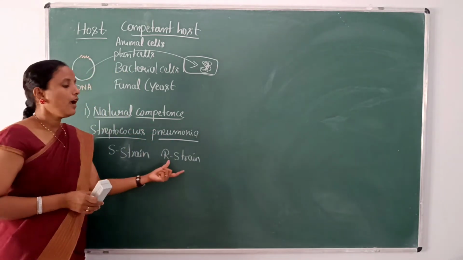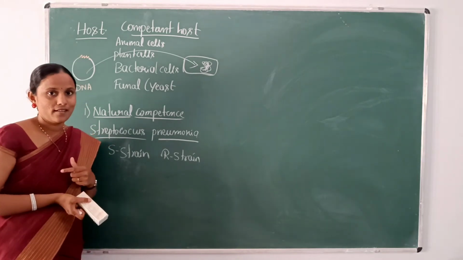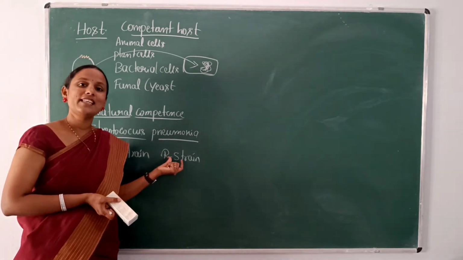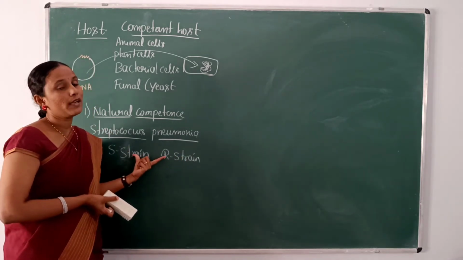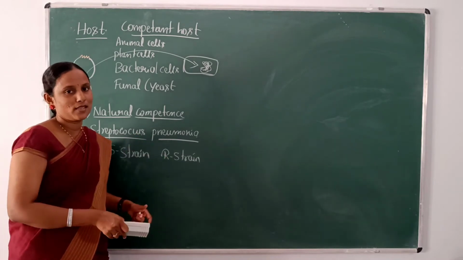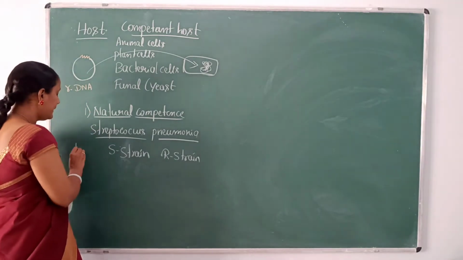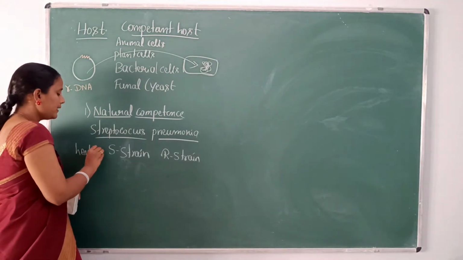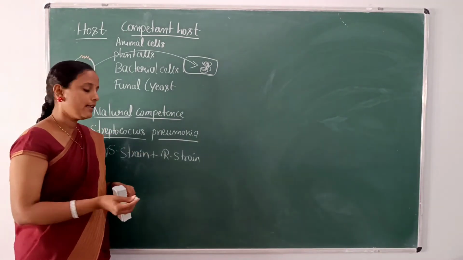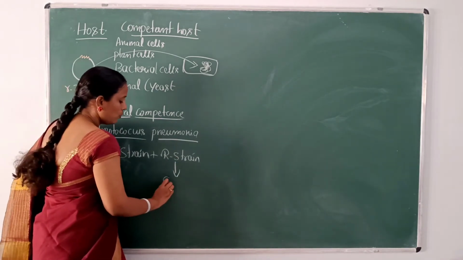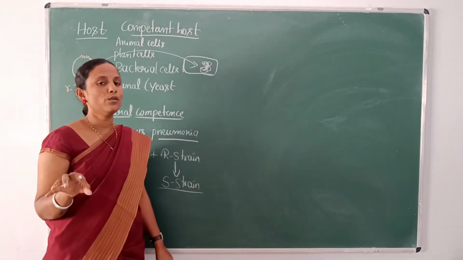So when he conducted a series of experiments, trial and error, he came to know at some point that R strains of bacteria have been converted into S strain. That means they must have received the genes from S strain. I am not going into the details of this experiment. When he combined these two, actually he killed the S strain and it combined with the live R strain. At that time what happened? R strain was converted into S strain.